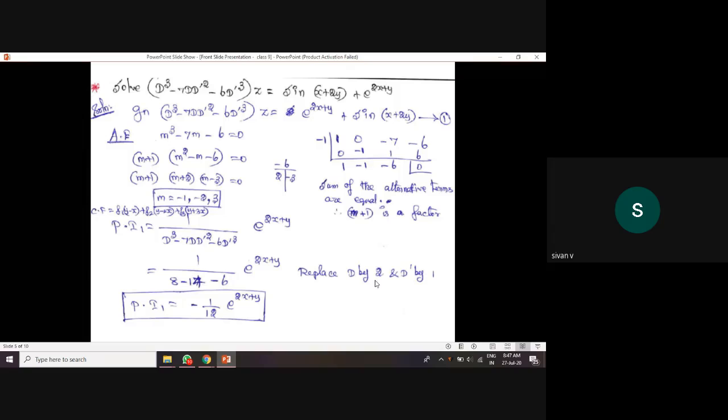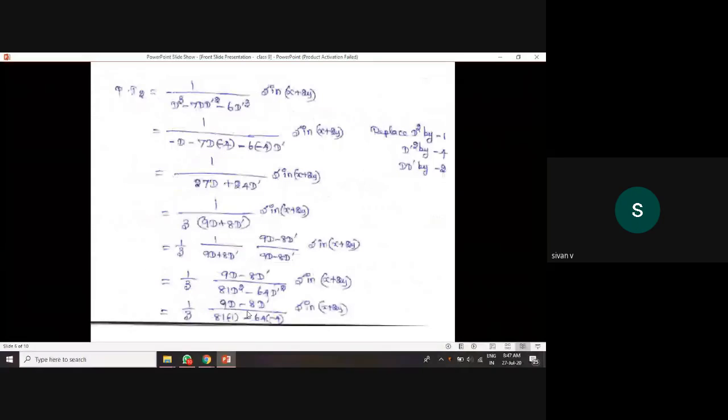So D cube is 8, minus 7 into D dash square, it is 7, minus 6 into D dash cube, 1 whole cube, so minus 6. Simplify this: minus 1 by 12 e power 2x plus y. Next, particular integral 2: 1 by D cube minus 7 D dash square minus 6 D dash cube into sine of x plus 2y.